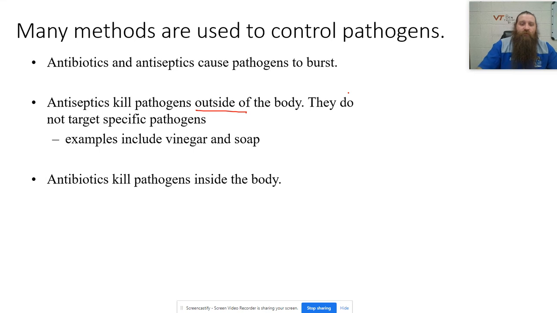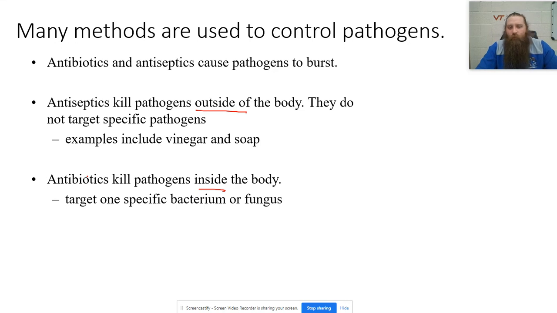Antibiotics kill pathogens inside the body. So these kill one specific bacterium or fungus. They're tailor-made chemicals that attack a certain species of bacteria. They don't work against viruses, right? Kind of a dead giveaway here. Anti means the opposite of, bio means life, against living things, right?